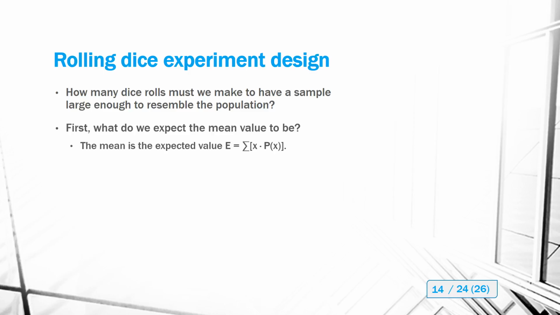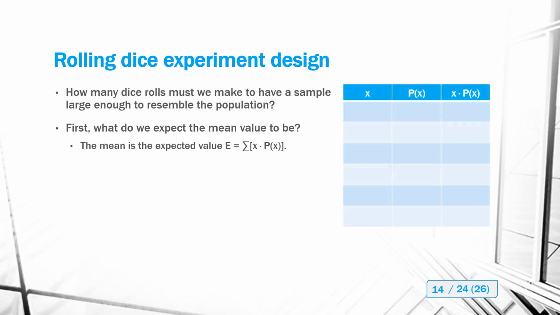So to help us with that calculation, we're going to make a table. We have here a column for the random variables, a column for the probabilities, and a column for the products of those two quantities. So first, let's identify our random variables. When we roll a six-sided dice, we could roll a 1, a 2, a 3, a 4, a 5, or a 6. So these outcomes represent our random variables.